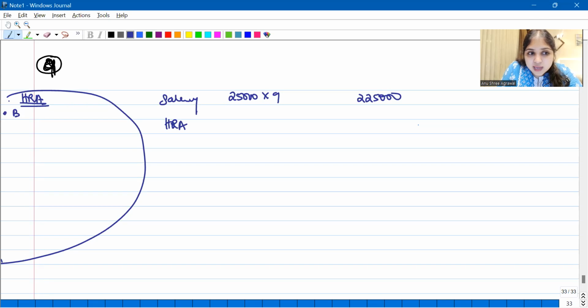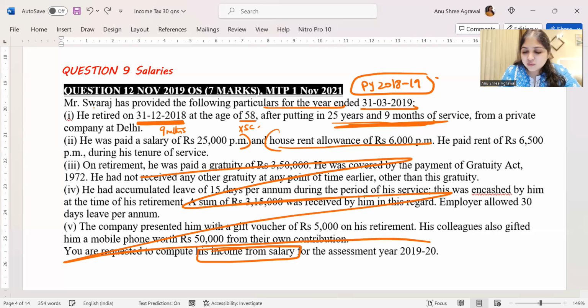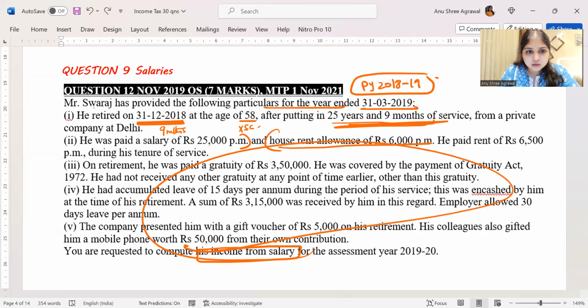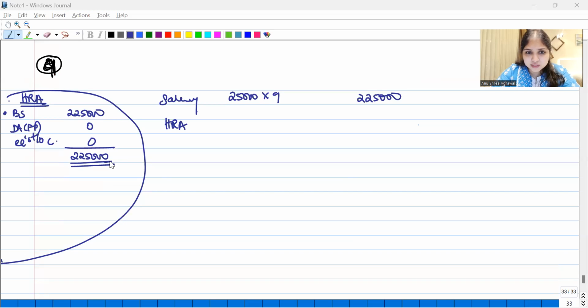How many components of salary, guys? 3 components, right? Basic salary, DA forming part, and employees turnover based commission. Basic salary is how much? We just calculated 2,25,000. What is DA forming part? Here we did not have DA forming part. Quick glance at the question. Nothing is given to us about DA. No commission also. So what is salary for the purpose of HRA? 2,25,000. This becomes salary for the purpose of HRA of this assessee.